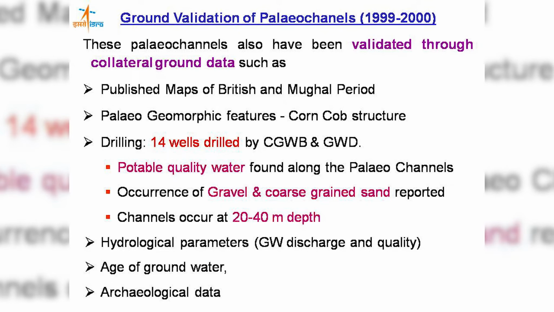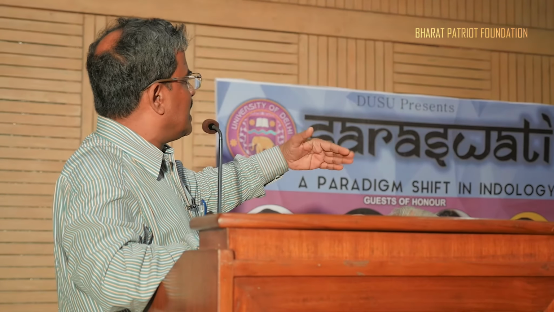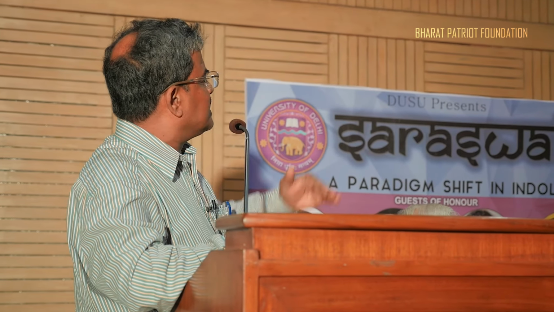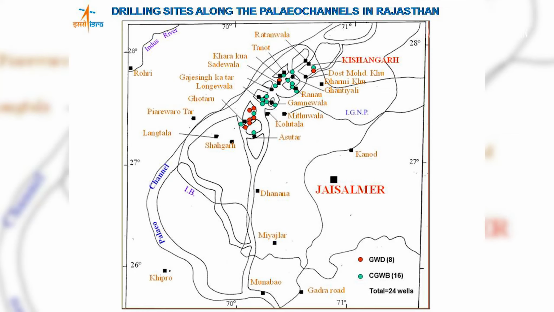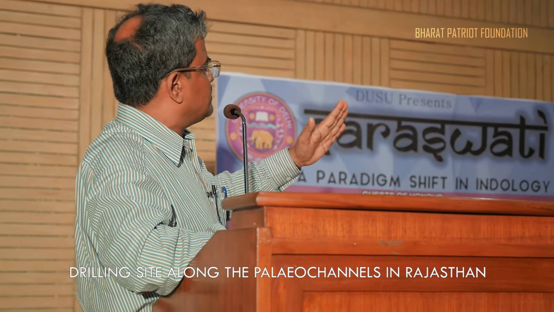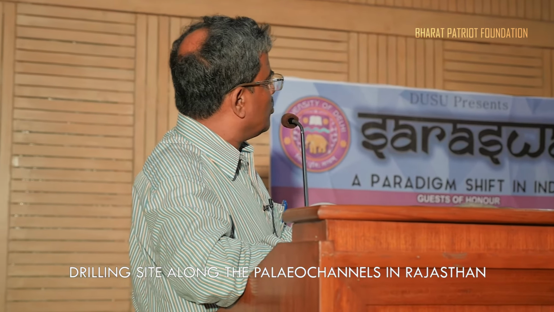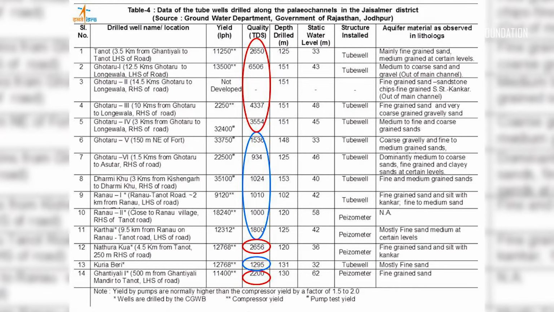Not only that, for the drilled water, the discharge and quality have been tested. The Bhabha Atomic Research Centre did the dating of the age of the groundwater, and archaeological sites have also been plotted. All these ground evidences show that the river or Paleo channel exists in those areas. These different dots shown here are different drilling sites, some inside, some outside, based on the satellite-interpreted maps. The Groundwater Department and Central Groundwater Board did the drilling, and this is the result. I put only a few of the results.